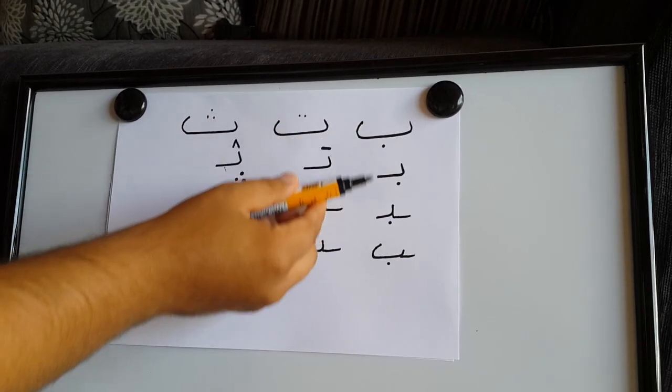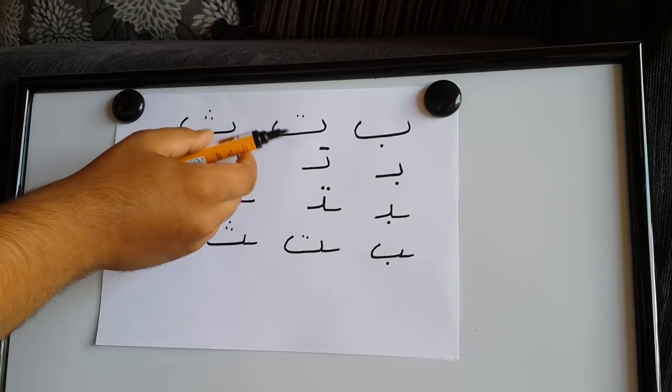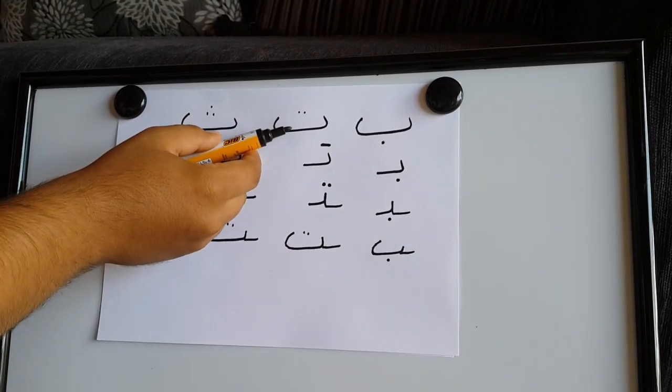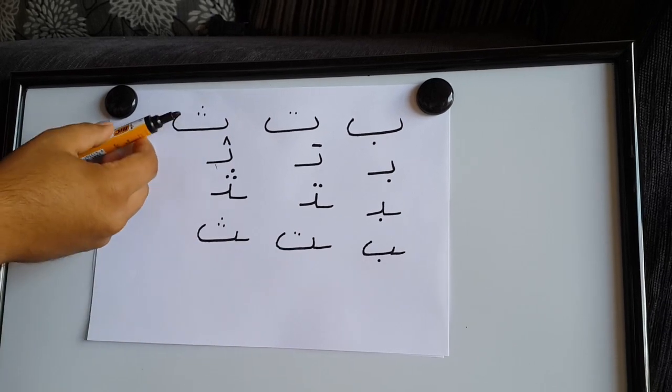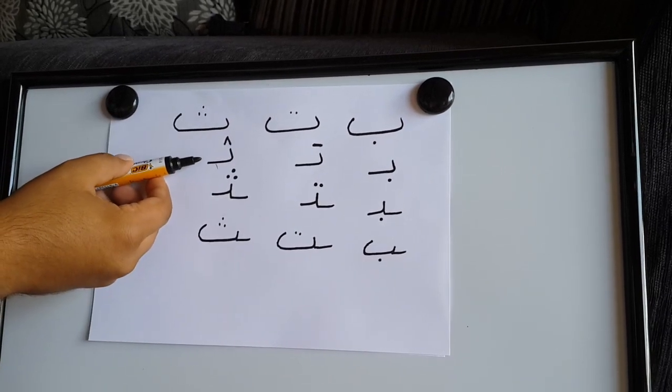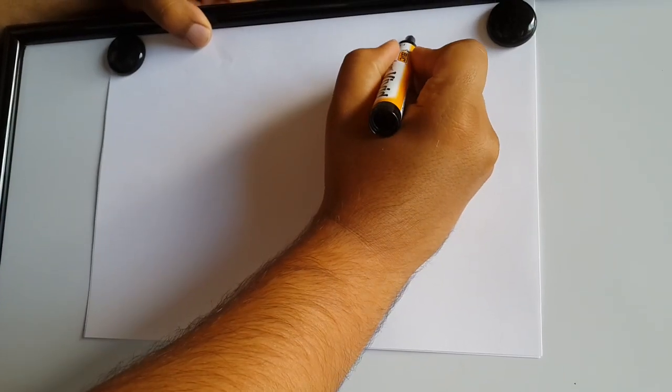So here you have Ba, initial, medial, and final. You have Ta, initial, medial, and the final. Tha, initial, medial, and final.